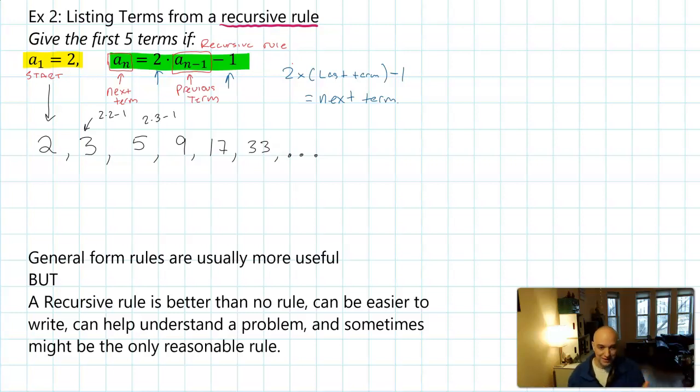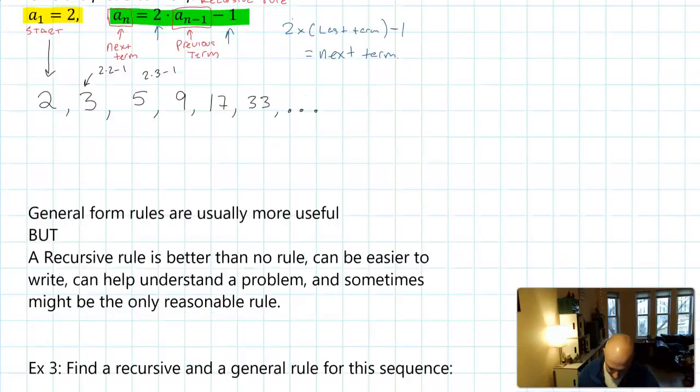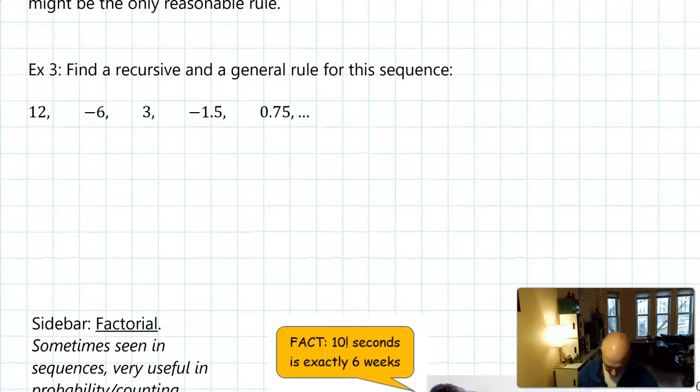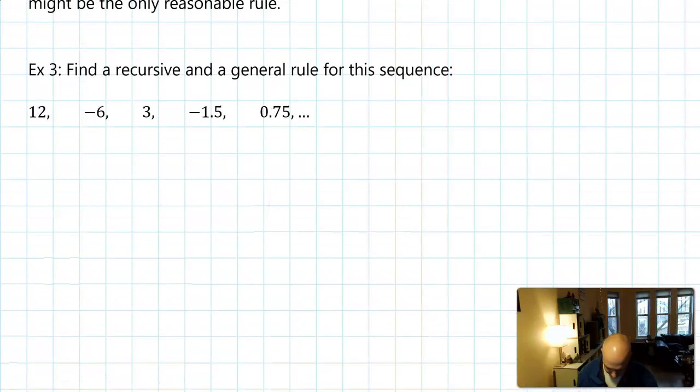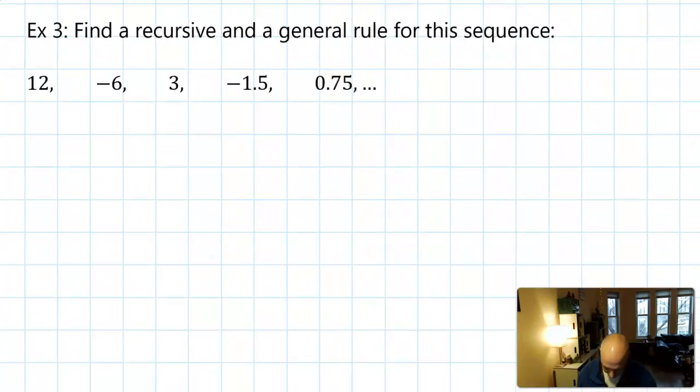They can help you write a sequence. They can help you understand a problem. And sometimes it might actually be the only rule that works. There's some famous sequences that really are best defined recursively. So it's important to be able to recognize a recursive rule and understand it, even if they're not as useful necessarily as other kinds. Let's do an example of both a recursive and a general rule for a sequence here.